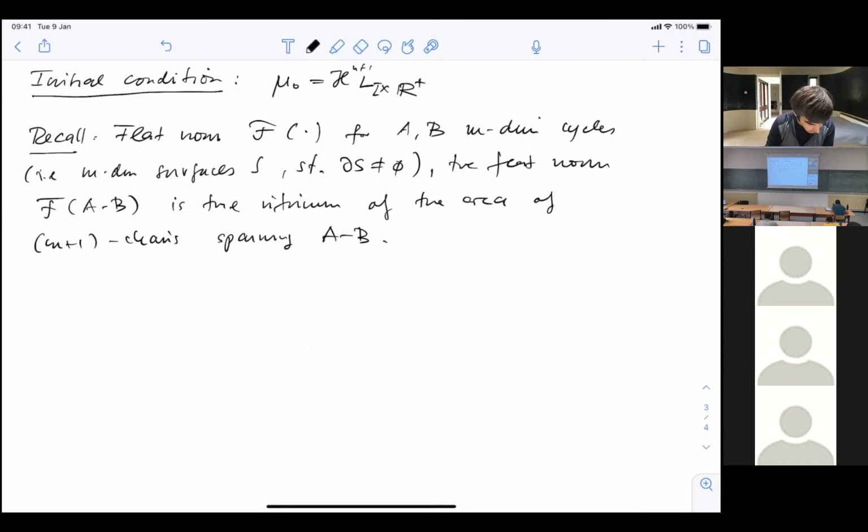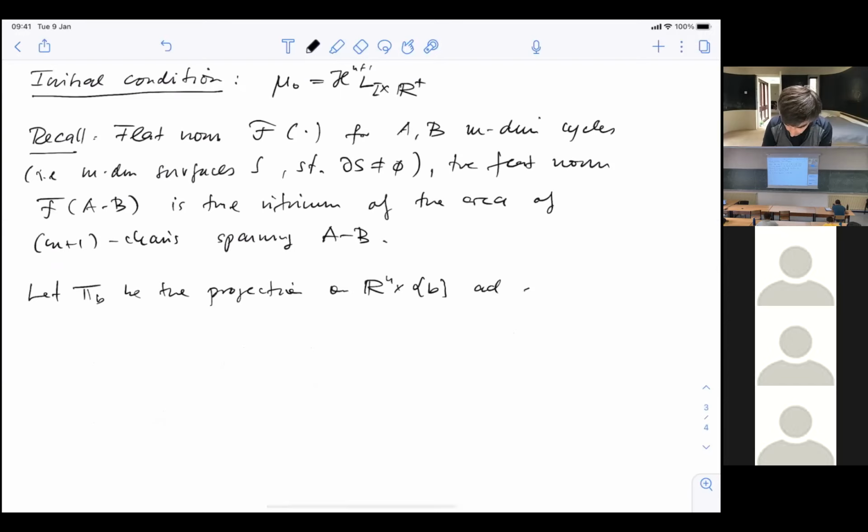Okay, now let's do the following thing. Let pi sub B be the projection on Rn cross B. Yeah, okay. And let, as before, A lambda be pi B of m lambda 0B. I'll draw a picture in a moment. Yeah. Then what do we have?